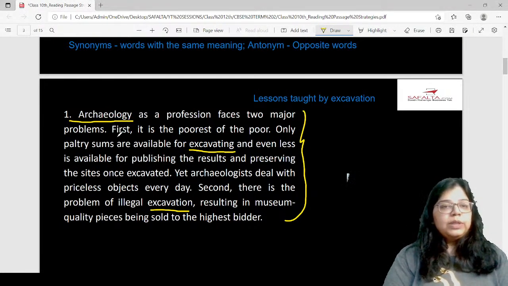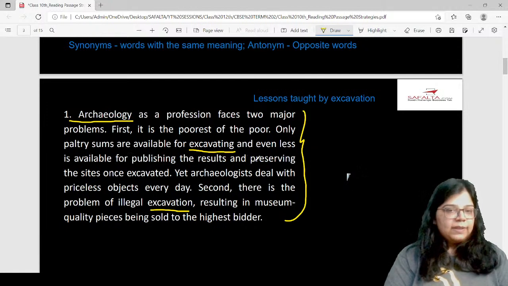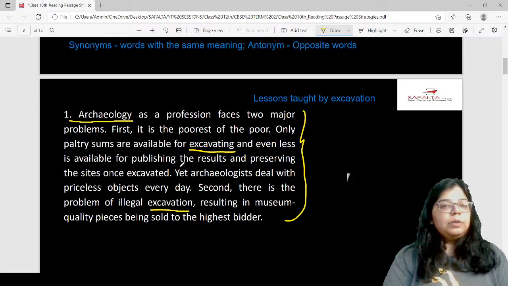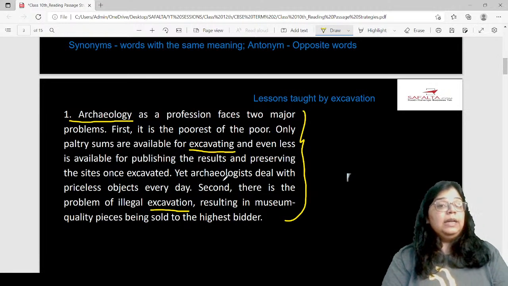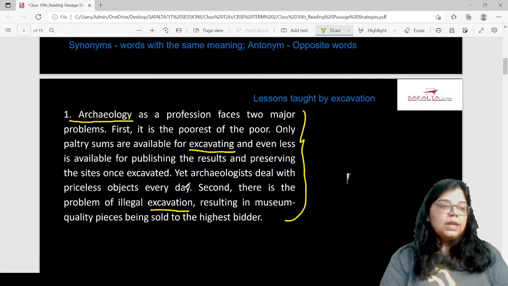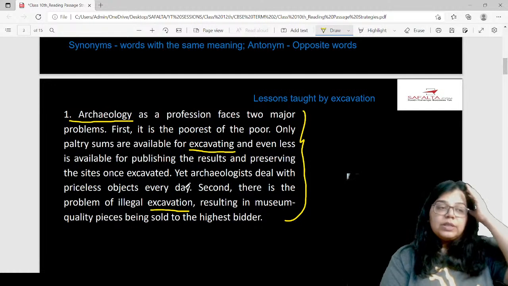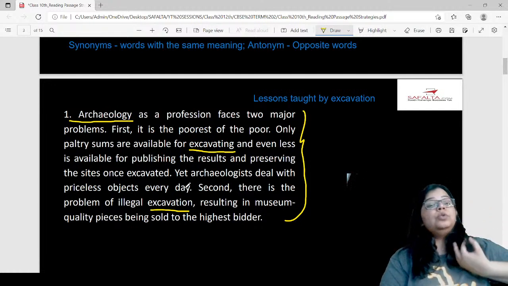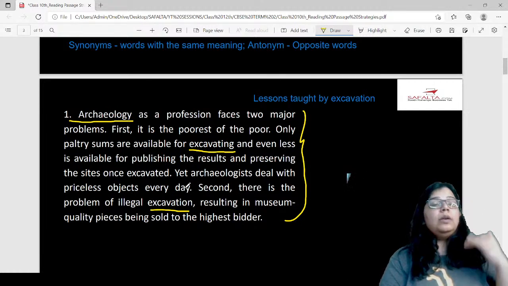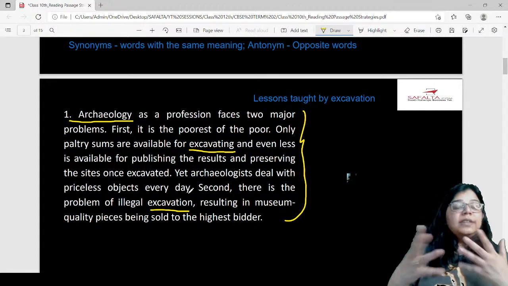So here, if you read this first line, it says, first it is the poorest of the poor. Only paltry sums are available for excavating, and even less is available for publishing the results and preserving the sites once excavated. Yet archaeologists deal with priceless objects every day. Yes. So the first lesson it teaches us. So what is the first lesson that excavation teaches us? It teaches us that we have to be passionate about our work in a way that even if it is not paying us a lot of money, we can still continue it, right?